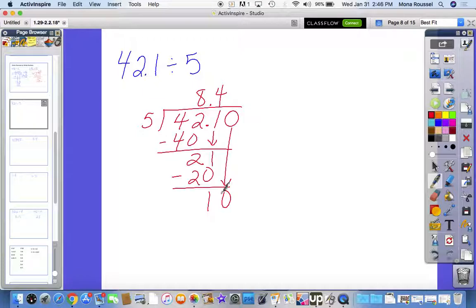Bring the 0 down and divide 5 into 10. It's 2. 2 times 5 is 10. And we've worked the remainder into that hundredths place. So the remainder, in essence, goes away.